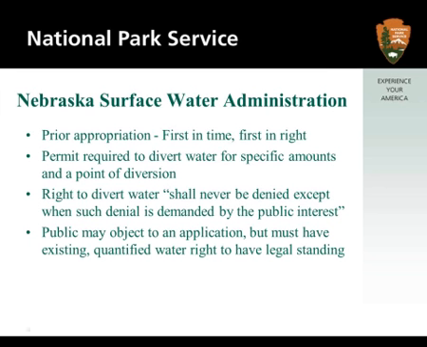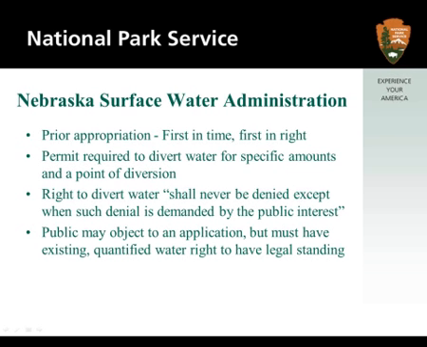Under Nebraska Surface Water Administration, it's the doctrine of prior appropriation, which is first in time, first in right. So a water user with a 1900 date can use the river to extinction if they are senior to someone who has a 2000 water right. The permit is required to divert water, and the right shall never be denied except if there is a concern about public interest, which is very debatable as to what that means.